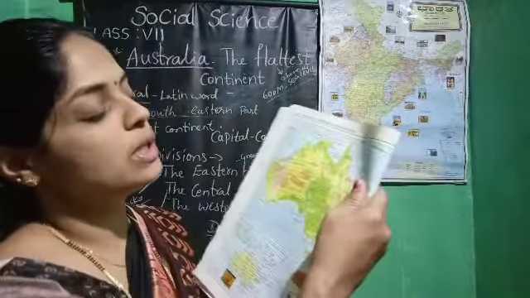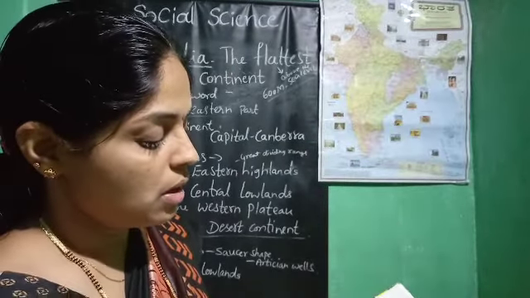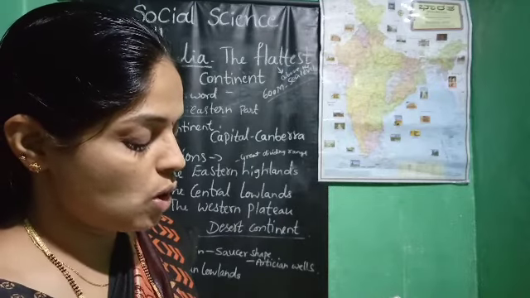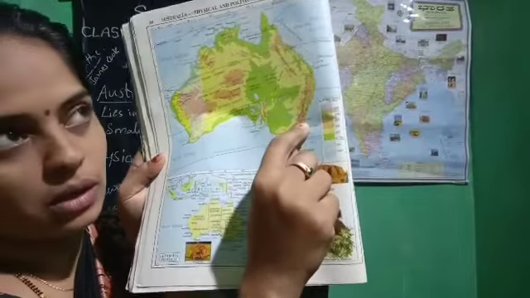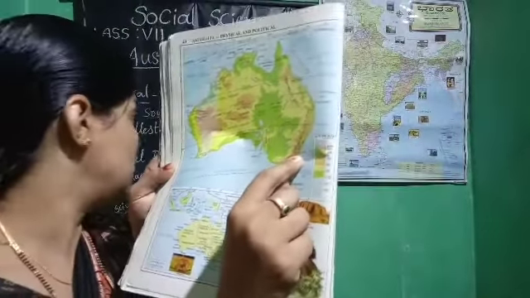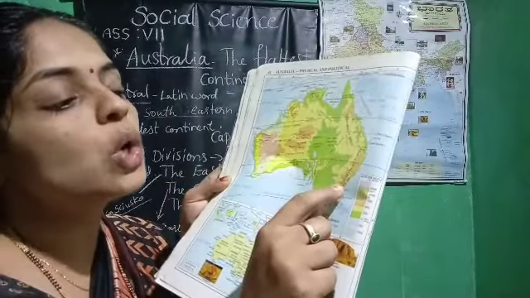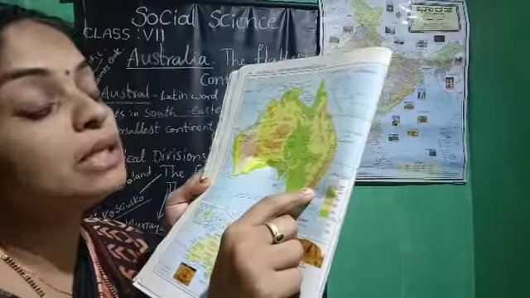Mount Kosciuszko, it is the top. And apart from that, Mount Dalymink. Mount Kosciuszko is here, children, near the capital Canberra. So there only Mount Kosciuszko is there. Mount Kosciuszko, how many meters? 2,230 meters above sea level.